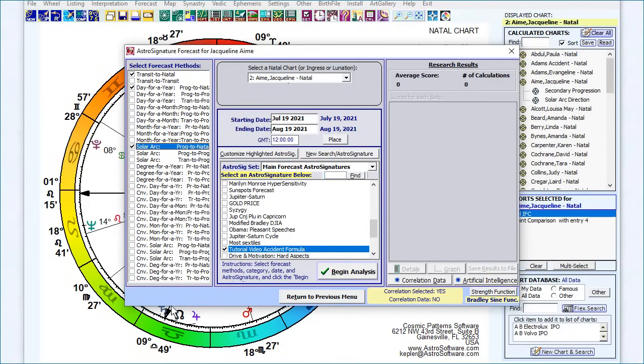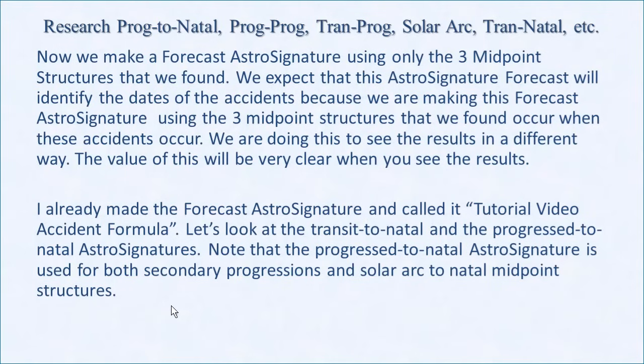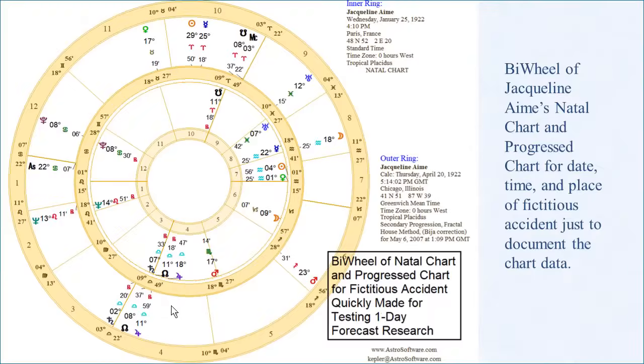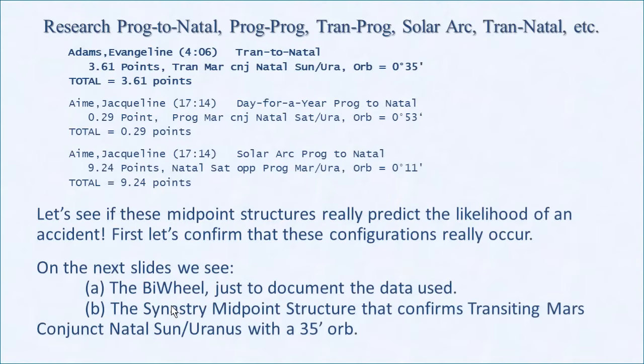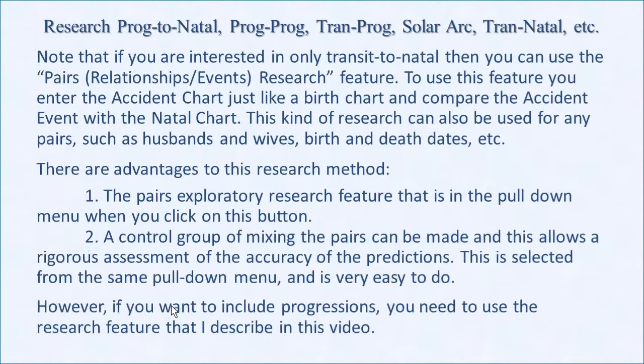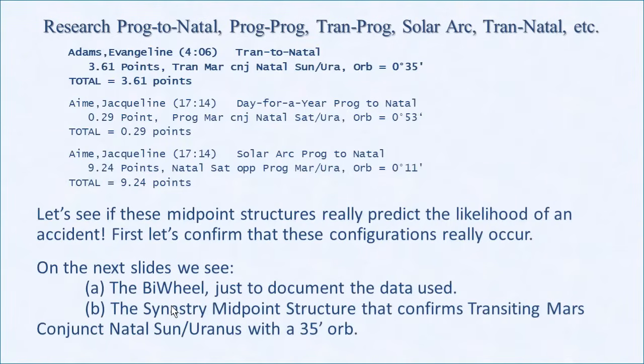Let me show you from the first video. Let's go back to this screen, for example. Well, this one's fine. These were the three things we saw. A transit-to-natal in Evangeline Adams, that was a transiting Mars conjunct natal Sun-Uranus, and for Jacqueline Aim, we saw a progressed Mars conjunct natal Saturn-Uranus, and in her solar arc, we saw progressed Mars-Uranus opposition natal Saturn. Those are the three things we saw.